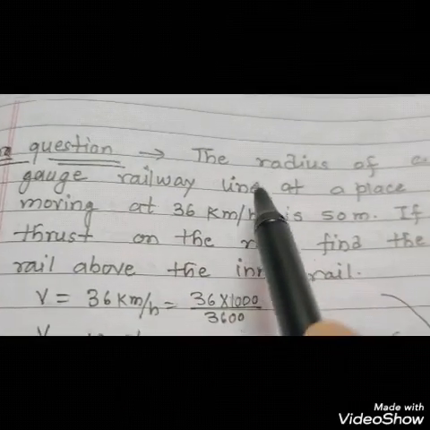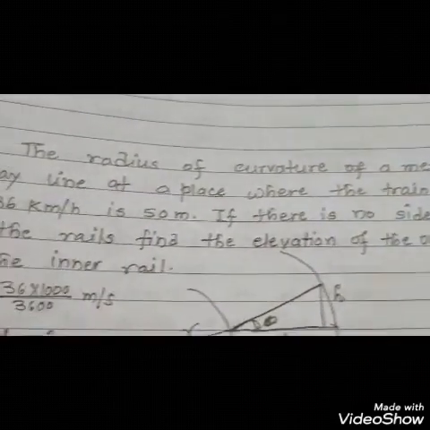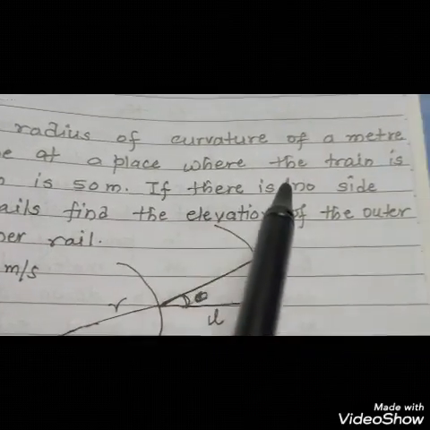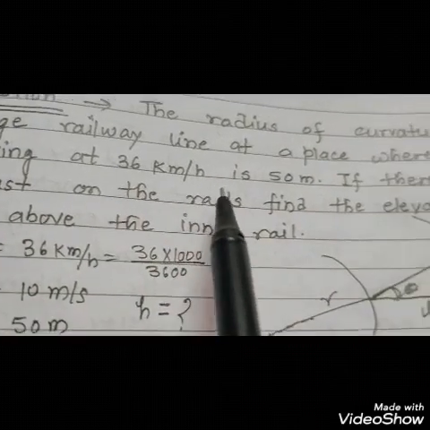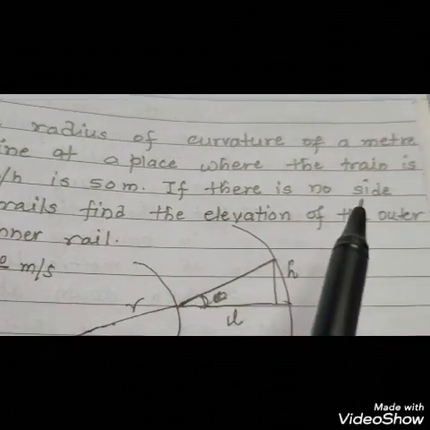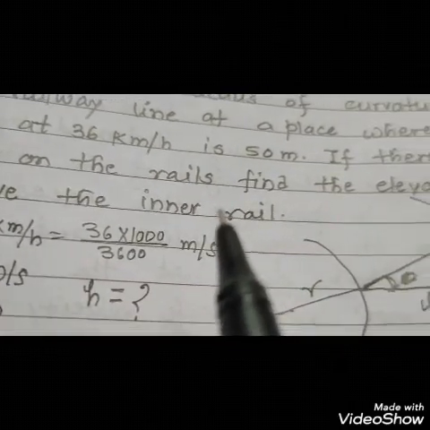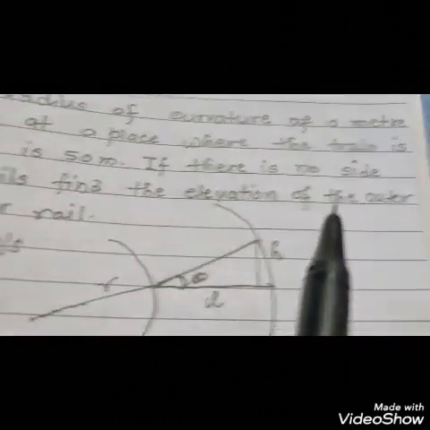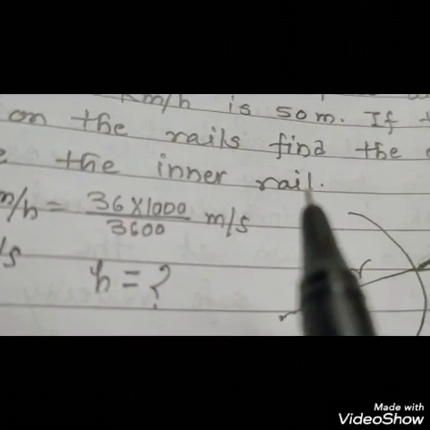Extra question: the radius of curvature of a meter gauge railway line at a place where the train is moving at 36 km per hour is 50 meter. If there is no side thrust on the rails, find the elevation of the outer rail above the inner rail.